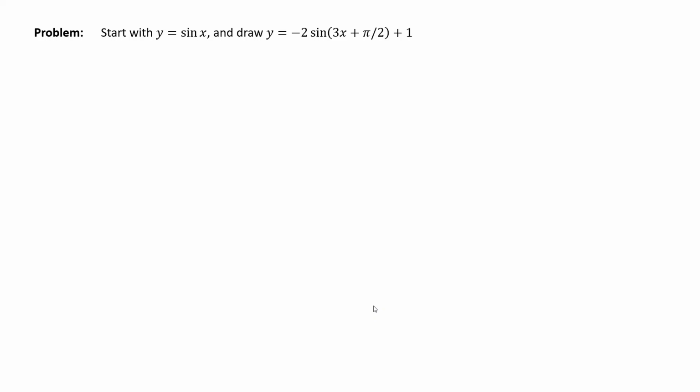Do I have something else? Yeah, let's look at one more graph. Draw y equals -2 sine of (3x + pi/2) + 1. Okay, the process is exactly the same. A is -2, B is 3, C is pi/2, D is 1. Would you agree? Cool? Yes, good. Now, what is it that we do?